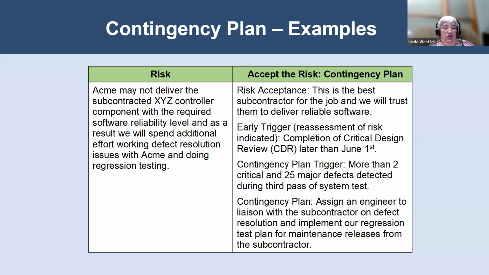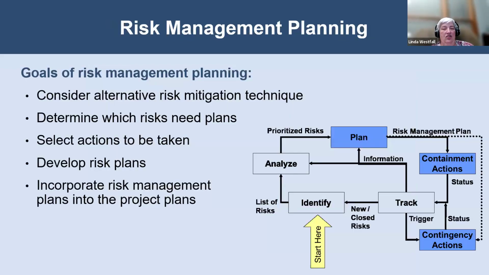And if either of those are true, then for the first one, we're going to reassess our risks. For the second one, the contingency plan we're actually going to put in place is to assign an engineer to liaison with the subcontractor on defect resolution and implement our regression test plans for a maintenance release from that subcontractor before we ship our product. So again, these are just examples.